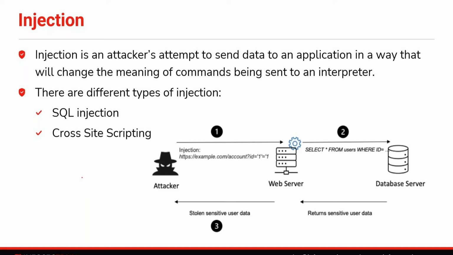Okay, so the third step is we have to find the number of columns. Once we have found the number of columns, then comes step 4, where we have to find the vulnerable column, because now we have to inject something. So for that we need a column where we can inject things.